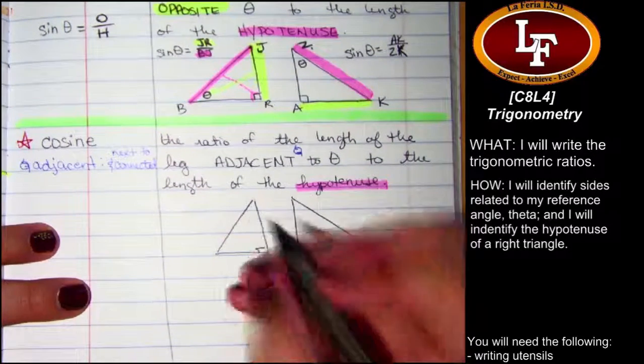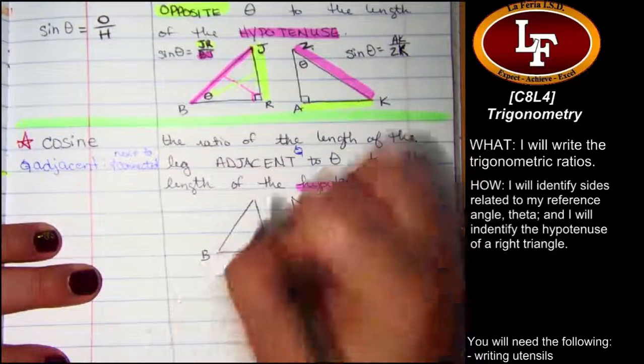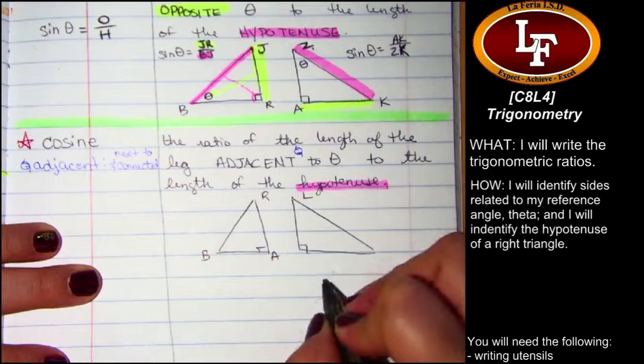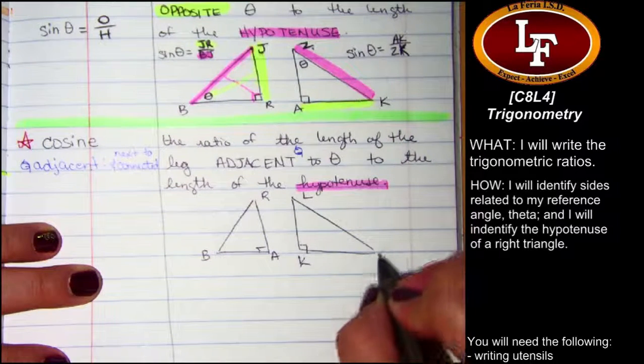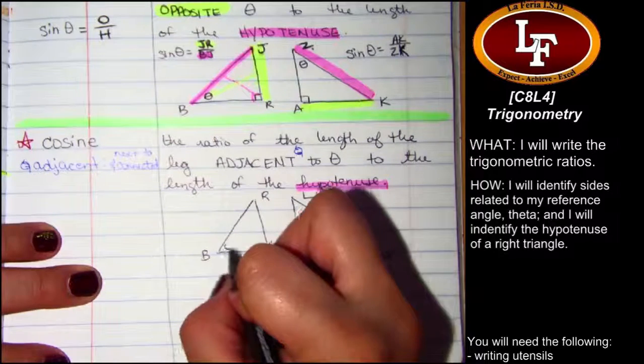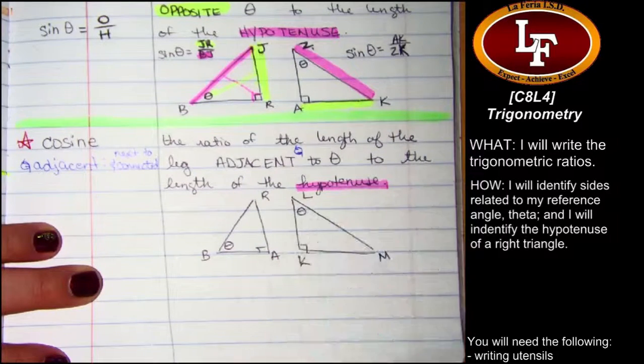All right, name the triangles. Go. BRA. ZAC. LMK. All right, let's make one of the thetas. There we go. There's thetas.